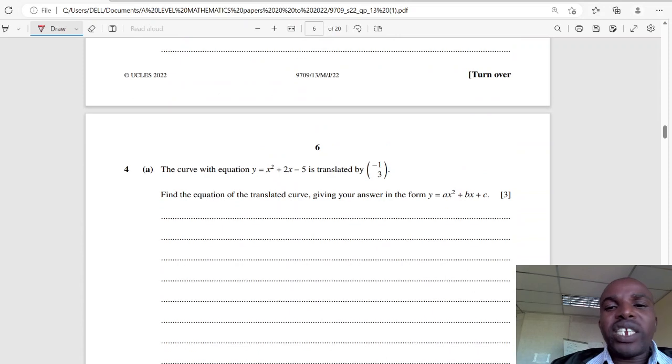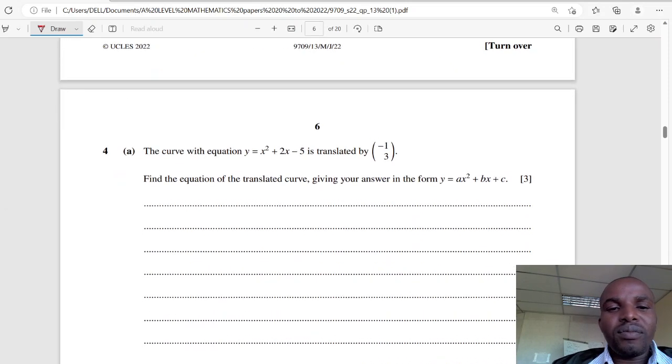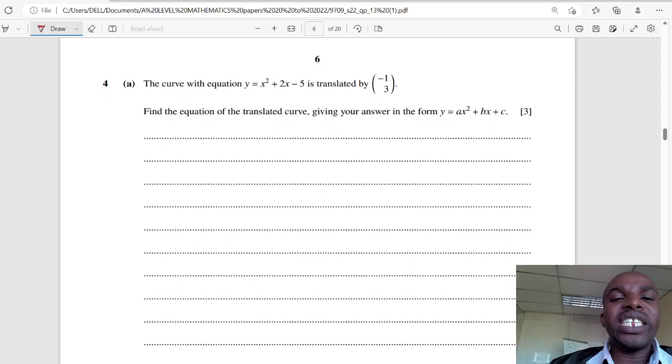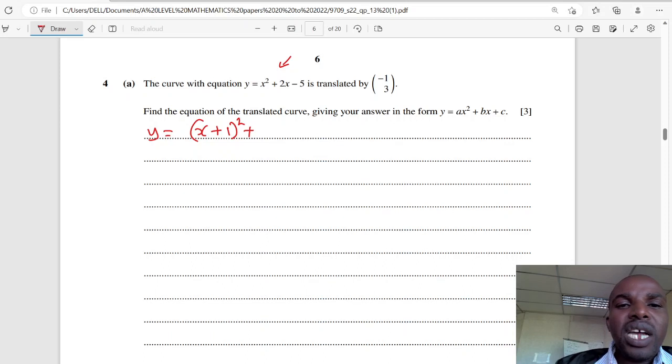Right, next part, question number 4. The curve with equation y equals x squared plus 2x is translated by the vector (minus 1, 3). Find the equation of the translated curve, giving your answer in that form. Right, translated curve, what happens in this case? There are two ways of working the same. The first one, you can complete the square of this part. It's easier that way. So you say x plus half of 2, which is 1, squared, then minus.